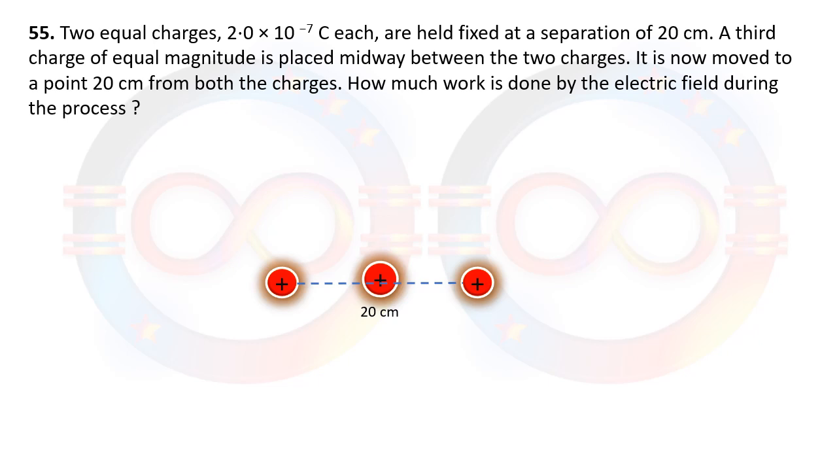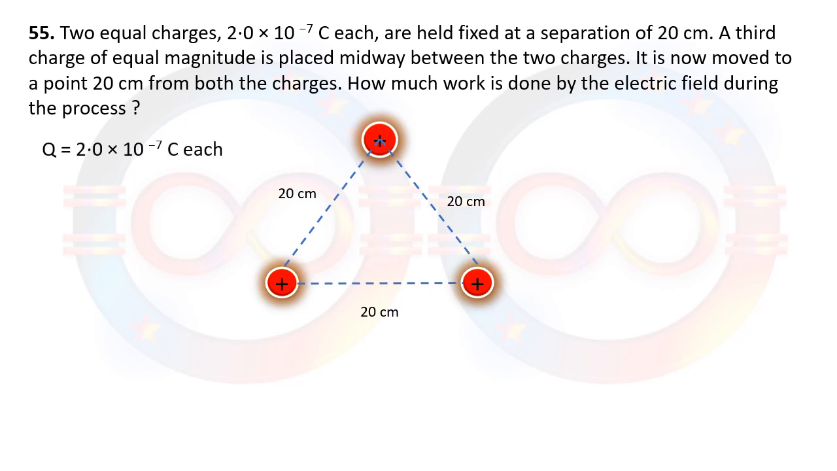We can calculate the energy when it is moving from its midpoint to the perpendicular bisector, at a distance of 20 centimeter from both. What is the energy at that point of time? We can calculate, and if we find the difference, that will be the total amount of work done. The charge of all three is given as 2 into 10 raised to minus 7 coulomb.